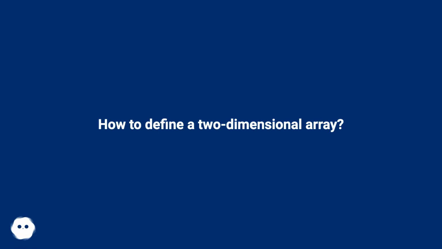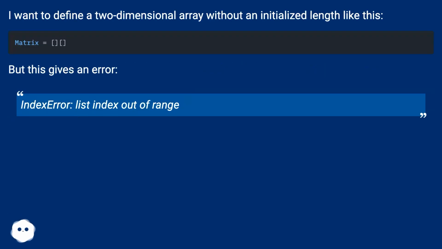How to define a two-dimensional array. I want to define a two-dimensional array without an initialized length like this. But this gives an error. Index error, list index out of range.